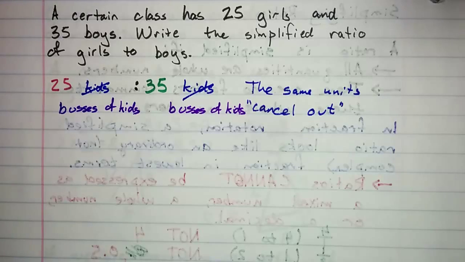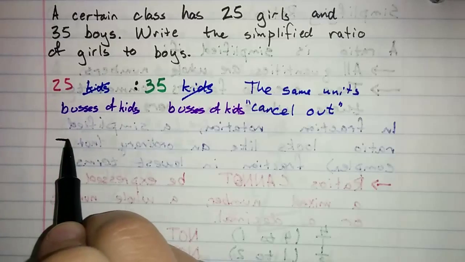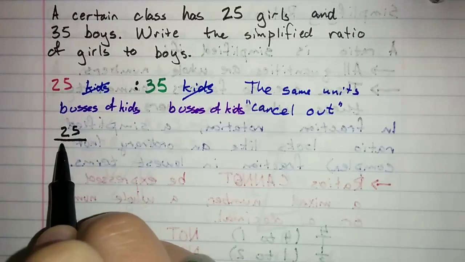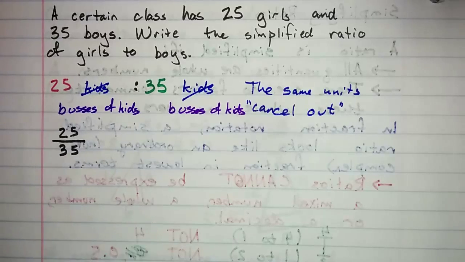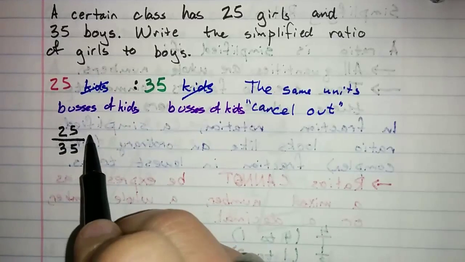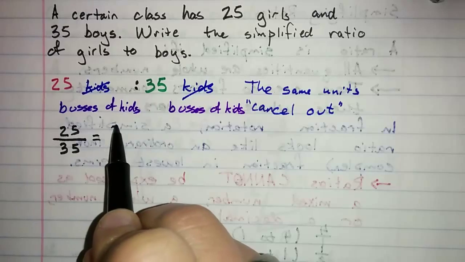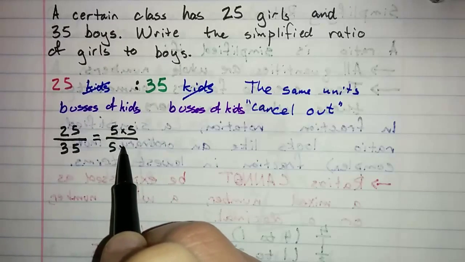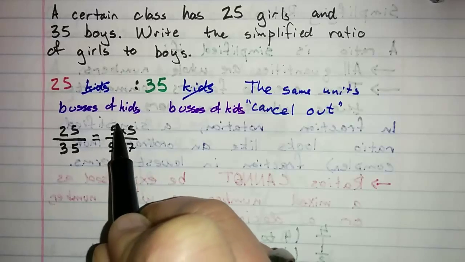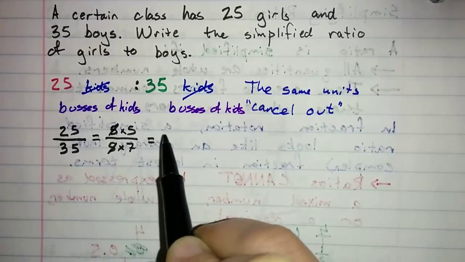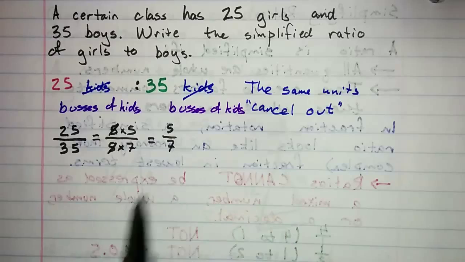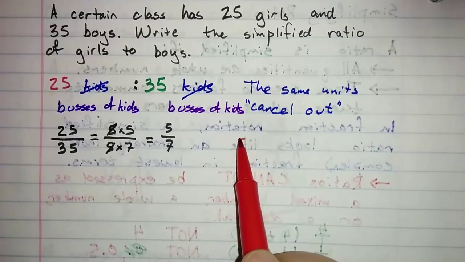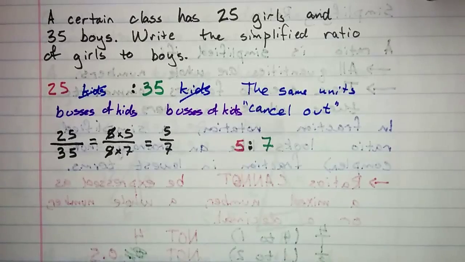How else can we simplify this? Well, in fraction notation, it's numerator to denominator. Let's see, I think these guys have a common factor of 5, don't they? 25 is 5 times 5. 35 is 5 times 7. We cross those off, and we're left with 5 over 7. So the simplified ratio is 5 to 7.